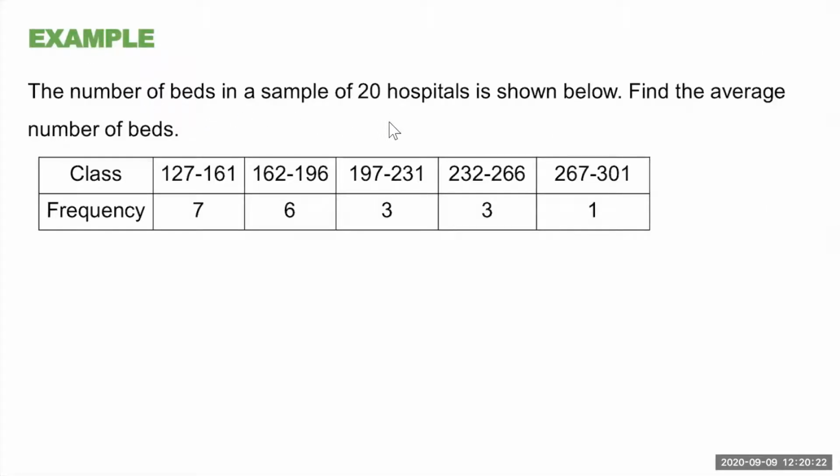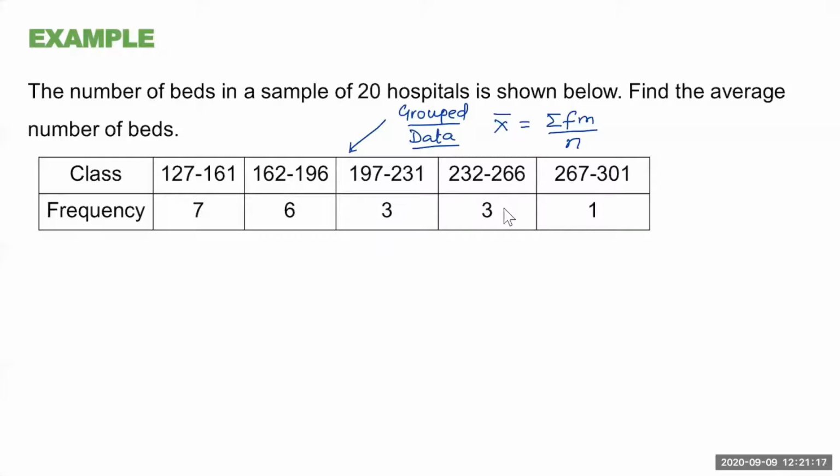Example: the number of beds in a sample of 20 hospitals is shown here. We have to find the average number of beds. The data given here is group data, but note one thing: this group data has classes. Whenever you are finding the average or the mean of group data involving classes, the formula is this. Mean is equal to the sum of f times m divided by n, where m is the midpoint of each class. Let's see how we can find m and the mean.